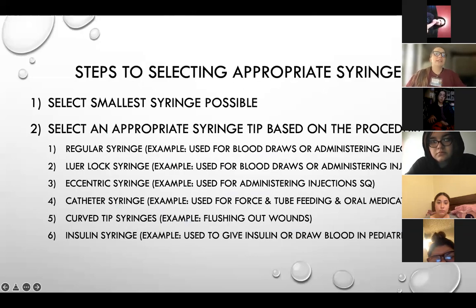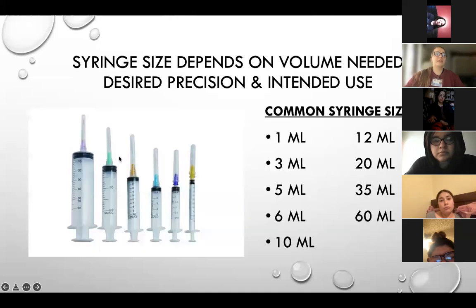Now, when we are selecting the appropriate syringe, we always want to try to get the smallest syringe size possible. But again, based on your procedure, we will choose different types of syringes, as well as different tips of these syringes. So we don't just have syringes that are fit for injections like these, with a needle. Most of these are luer lock, except for the last 2, these are slip tip.